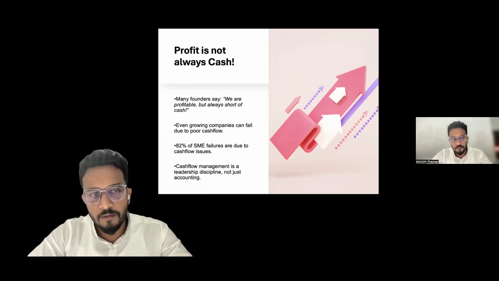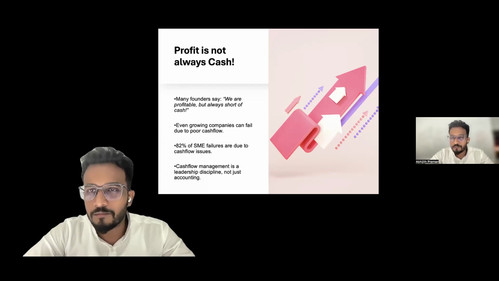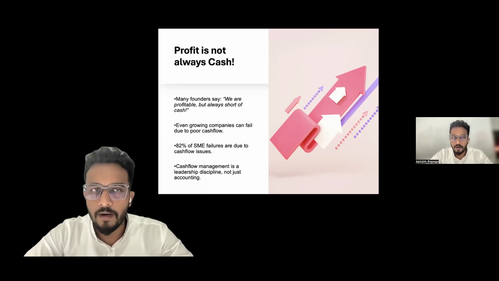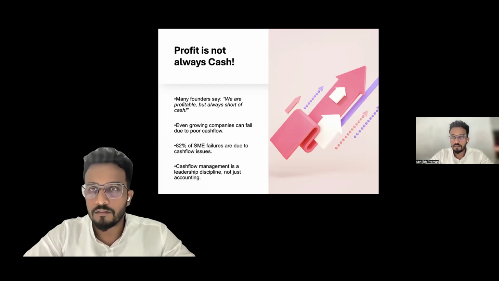And again, cash flow management is a leadership discipline, not just accounting. Profitability is an accounting outcome, but cash flow management is not an accounting outcome. It depends a lot on discipline and how you manage the cash. That's why it is called a leadership discipline and not just accounting.